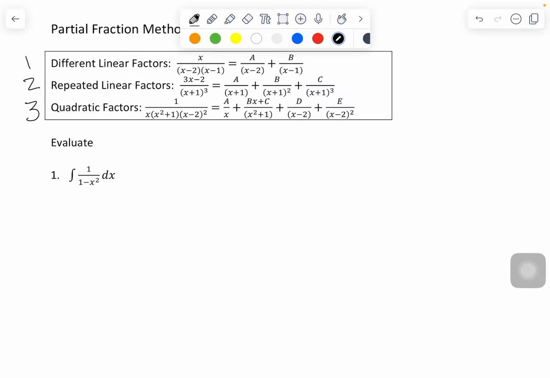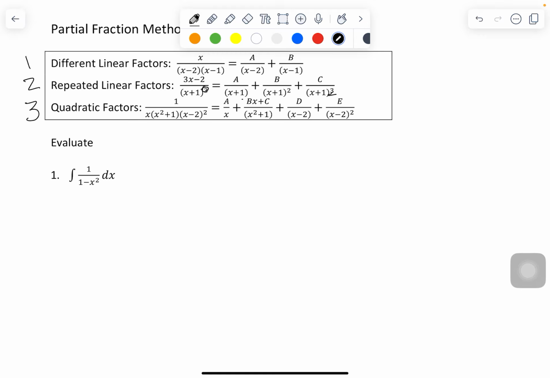We have repeated linear factors, so x plus 1 cubed, or that factor 3 times, so we have a over x plus 1 to the power of 1, b over x plus 1 squared, and c over x plus 1 cubed, up to how high it is, so it goes to 3, so it ends at c.